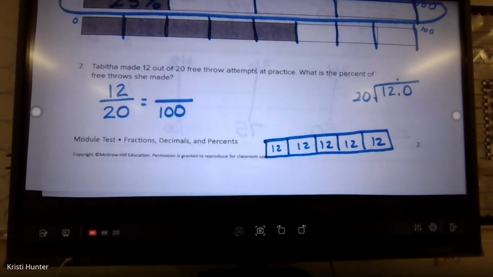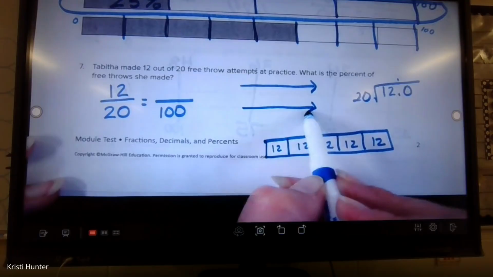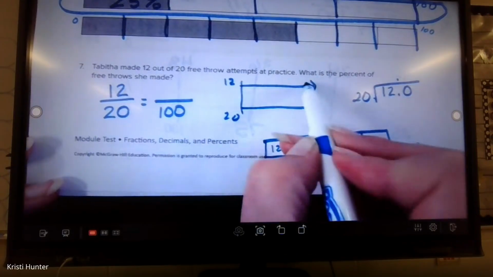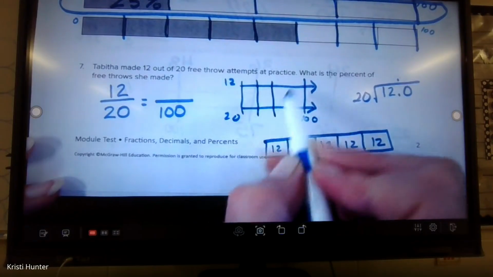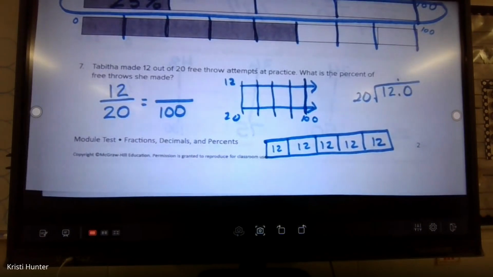All right, so one of those strategies should hopefully work for you. You could also put it on a double number line, if you like that, and you would count by 20s to get to 100. 20, 40, 60, 80. There's my 100 line. All right, so let's give them a shot.